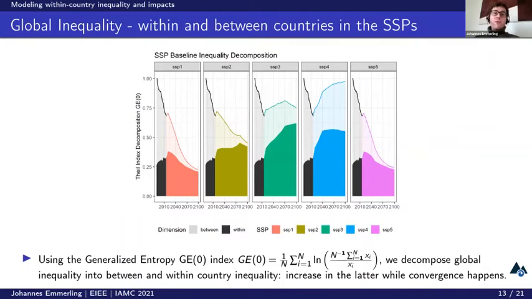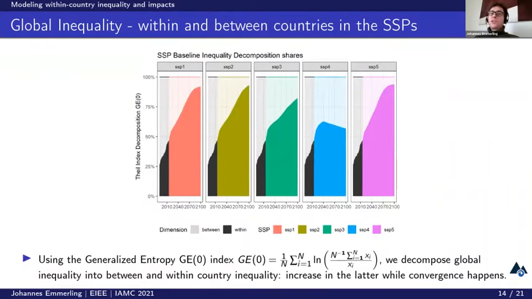But what we found is that if we combine this with within-country inequality, within-country inequality is going to stay, in SSP2 especially even increase, and in SSP3 and 4 even increase a lot.